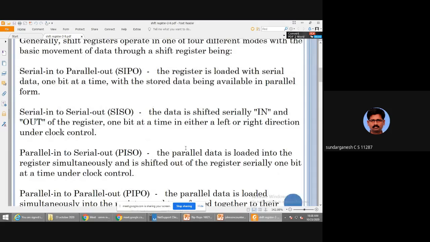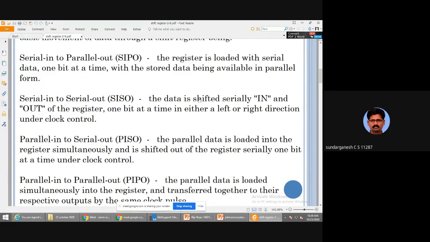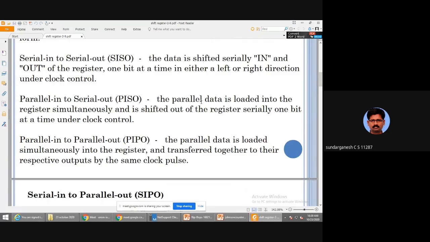Next operation is serial in, serial out, SISO. Here the data is given one by one, and output is also taken one by one. So you can shift left or you can shift right. Next one is parallel in, serial out. All the input data to all the flip-flops are given simultaneously. The output is taken one by one by using the clock. That is known as parallel in, serial out. Finally, parallel in, parallel out. All the data inputs are given simultaneously, and after one clock pulse, all the data outputs are taken simultaneously.